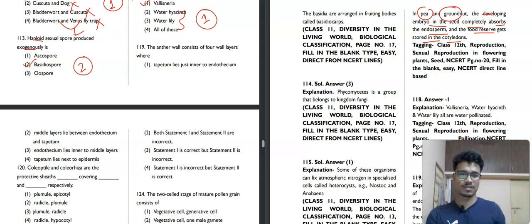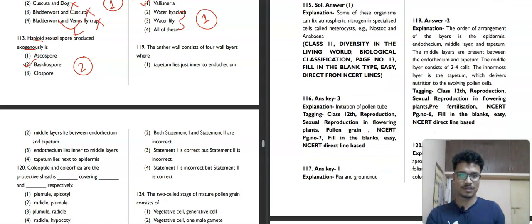I will move towards the next question, question number 119. Let's see what it tells. The anther wall consists of 4 walls where tapetum is just inner to endothecium. No, tapetum is not just inner to endothecium. You can see the order of arrangement of the layers is epidermis, endothecium, middle layer, and tapetum. So this is wrong. The middle layers lie between the endothecium and tapetum.